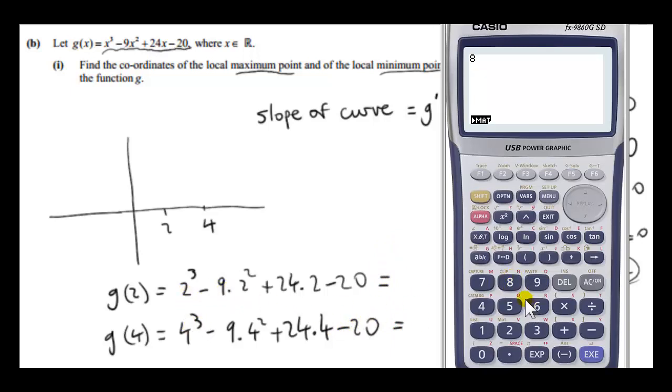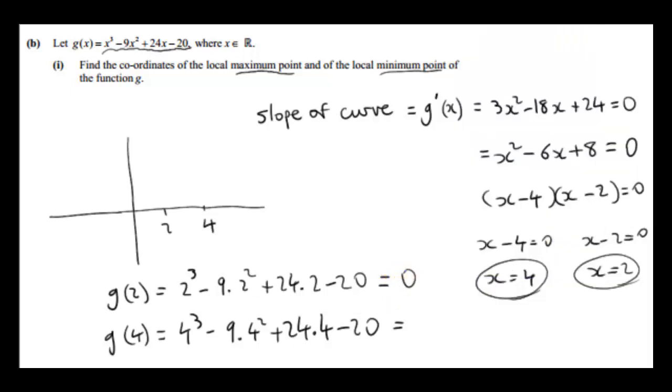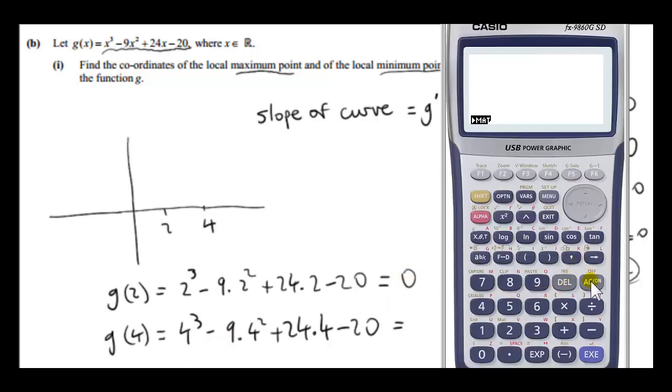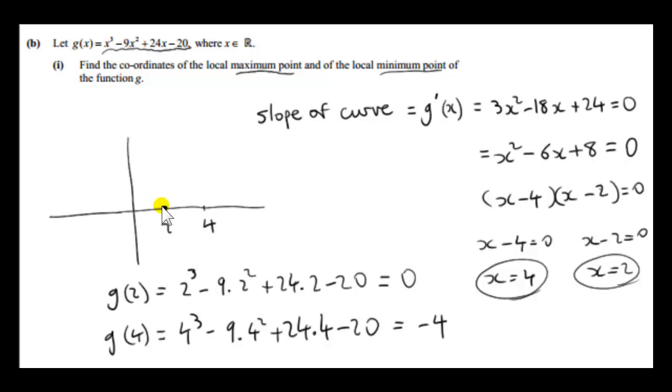So 2 cubed is 8, and we have minus 9 by 4, 9 fours are 36, plus 48 minus 20. That's 0. And as for the other, 4 cubed is 64 minus 9 times 16 plus 24 by 4 minus 20. That's minus 4.